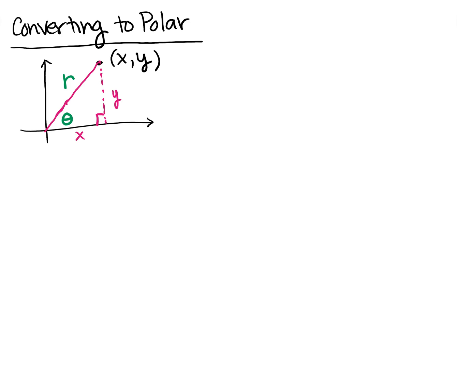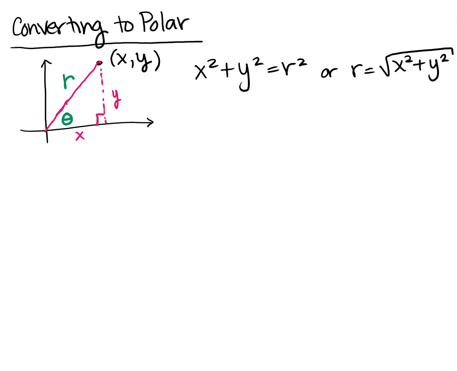And so what do we know the relationship is? Well, how would I find r? Well, we know that x squared plus y squared is r squared, right? Or another way of saying that is that r is going to equal the square root of x squared plus y squared, right? And in general, we'll take the positive of that.